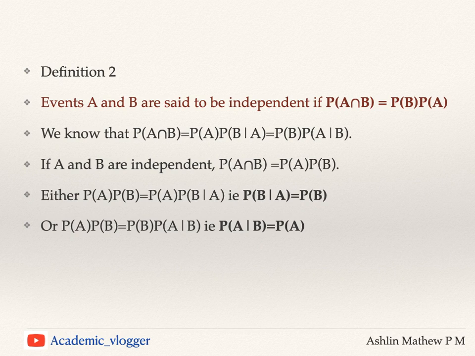So if events A and B are said to be independent, then we can write probability of A intersection B is equal to probability of B into probability of A. Similarly, we can also see that if probability of B is equal to probability of B given A and probability of A is equal to probability of A given B, then also these events A and B are independent.